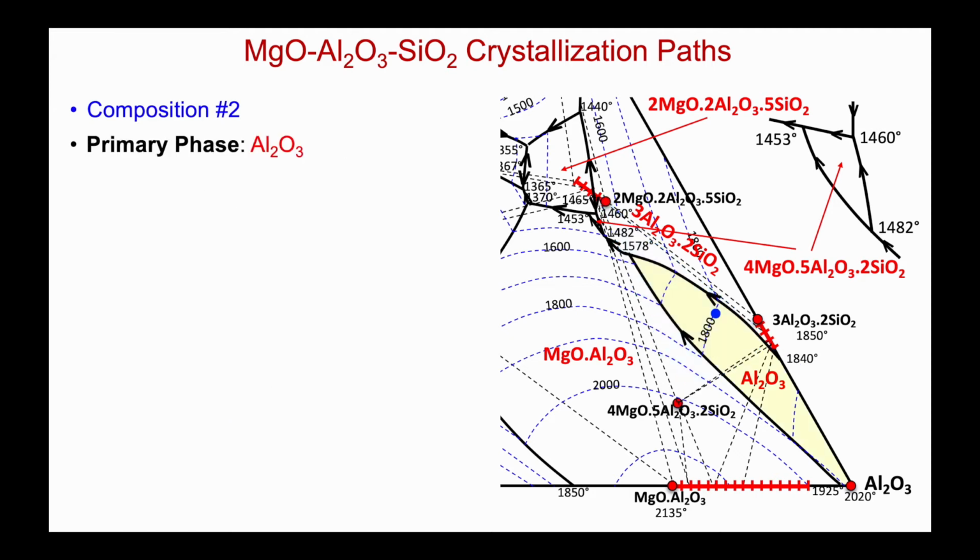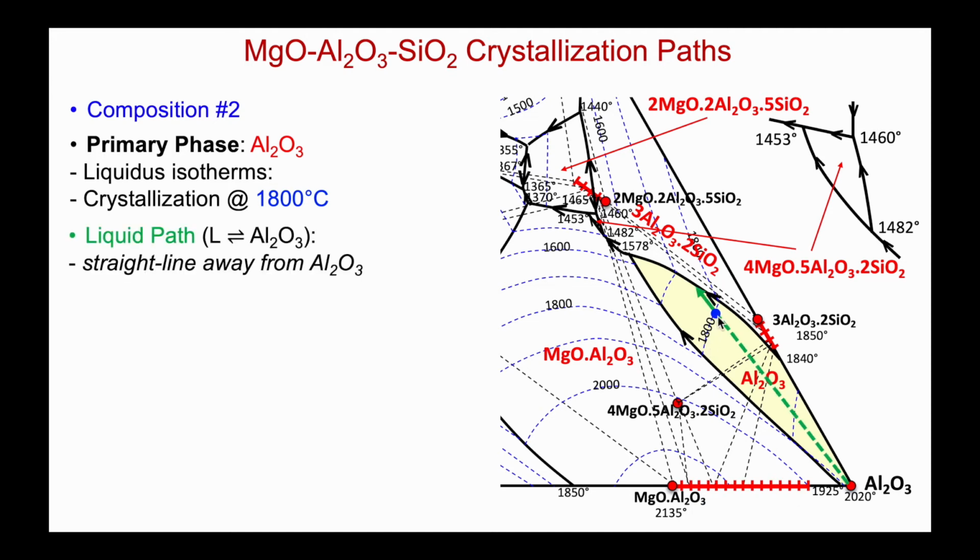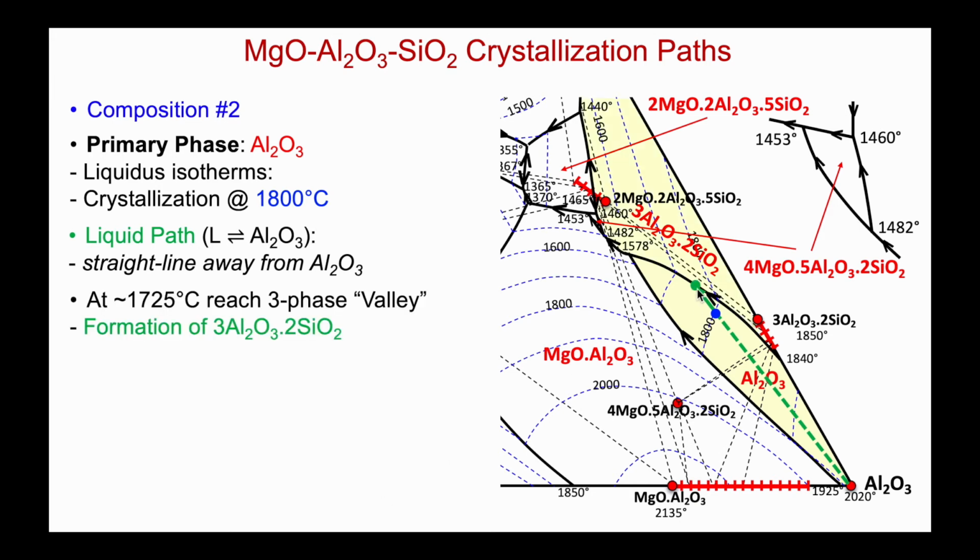How do we get there? Again, our composition lies in the primary phase field of Al2O3, so that's going to be the first phase to crystallize. And we can see it lies on the 1800 liquidus isotherm, so that's the temperature at which crystallization will begin. The first part of the crystallization is similar to what we saw before. The liquid will roll down the Al2O3 liquidus surface, moving down in temperature towards the valley that we saw before. The liquid will reach the three-phase valley.